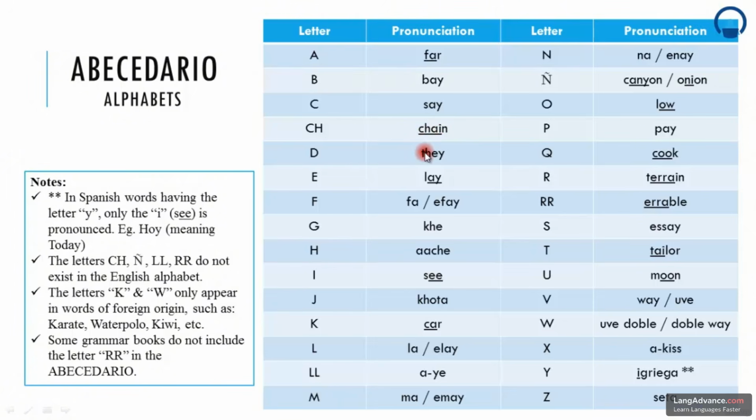D is de. E is a. F is efe. G is k. H is ache. I is e. J khota. K ka. L ele.